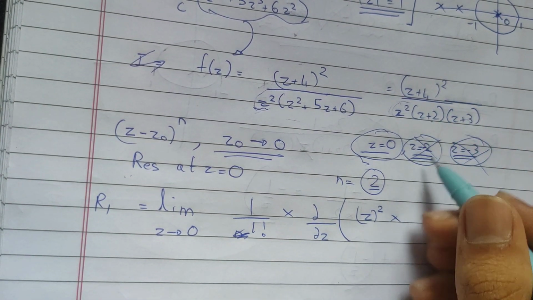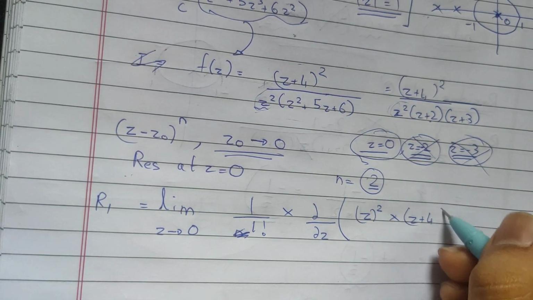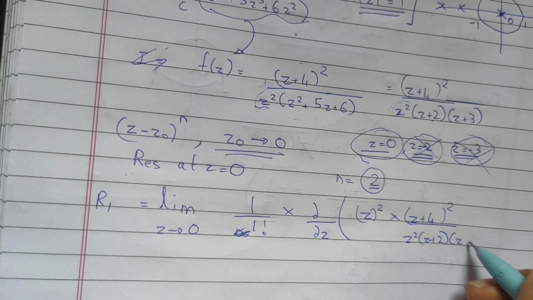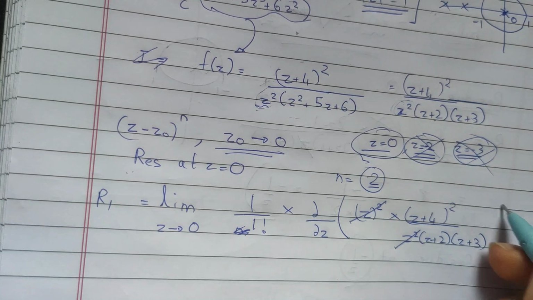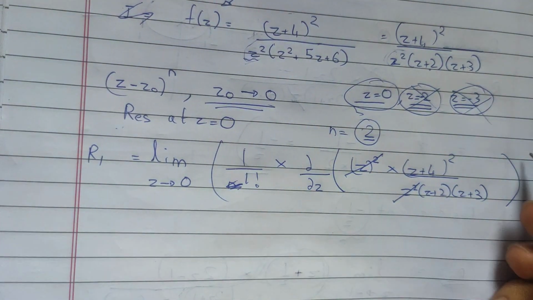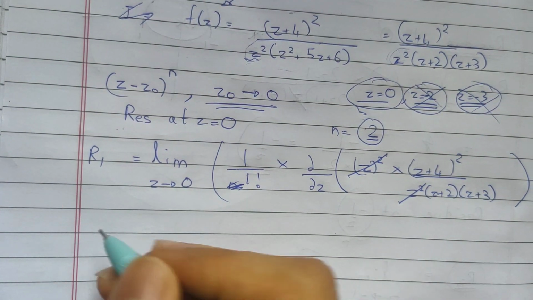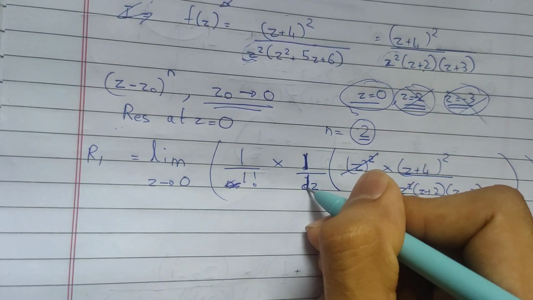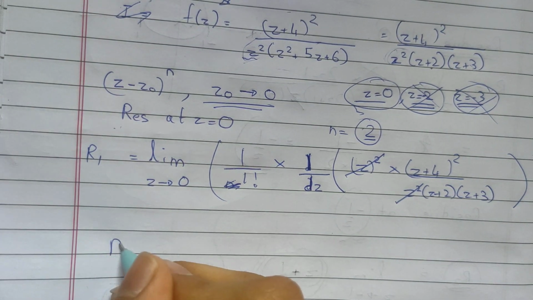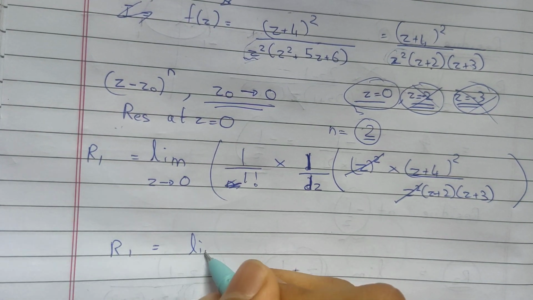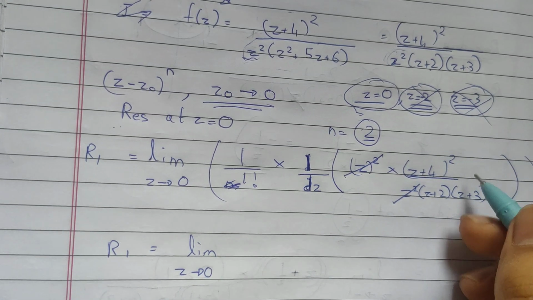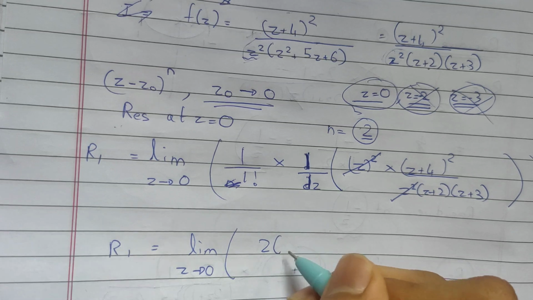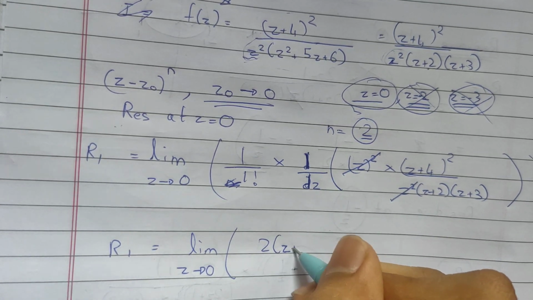Our function is, as we simplified and wrote, (z plus 4) squared upon z squared into (z plus 2) into (z plus 3). Now if you have a look, the z squared terms get cancelled completely. This is a normal derivative, not a partial derivative. Now we need to put limit z tending to 0, and we need to find the derivative of this, so we'll just use the numerator-denominator rule, the u by v rule.